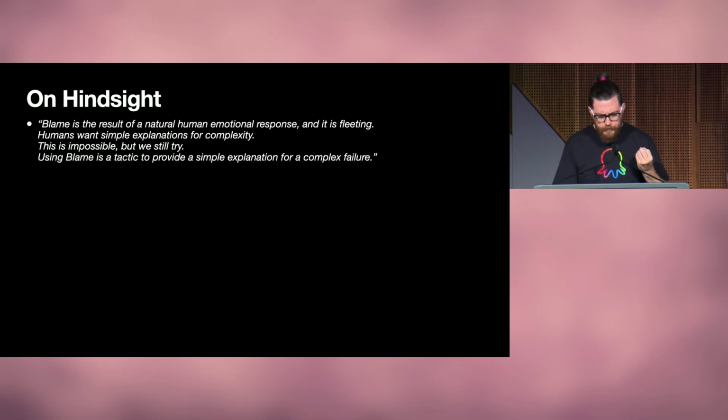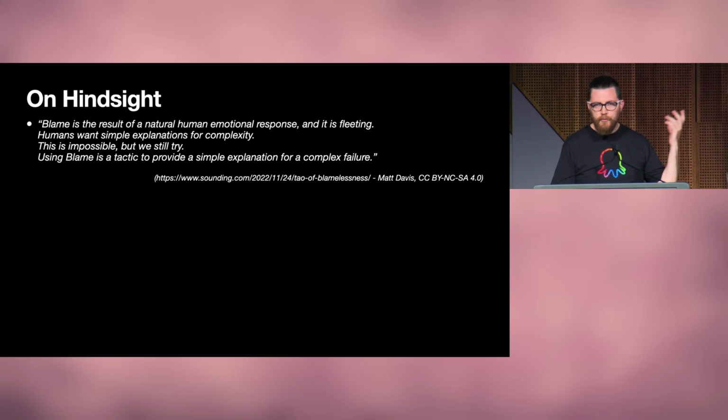You might find yourself looking back on decisions you've made, or those in your team or your company have made. In those moments, try to be blameless. An author called Matt Davis writes a blog post called The Tao of Blamelessness, where he puts it really well, I think, that blame is a natural human thing. We're all going to feel it, but if you really want to learn from your system's failures, you have to try to, he calls it, be empty of blame in those moments.